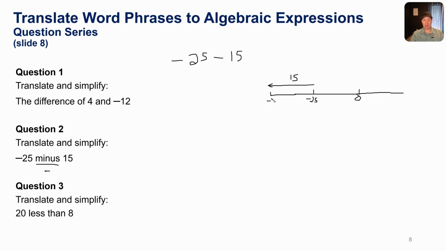And you end up at a negative 40 here. Okay, so negative 40 is your result for question 2. Question 3 is a bit tricky because of this phrasing "less than." In this context, we're still talking about subtraction. We're not talking about an inequality symbol. But what a "less than" phrasing does is it switches the order of the numbers.